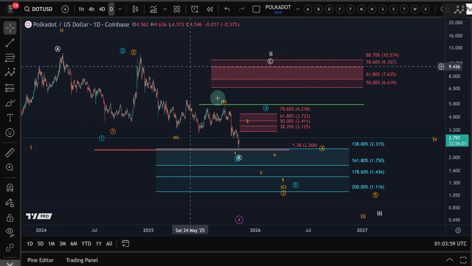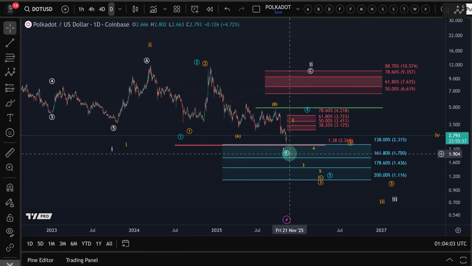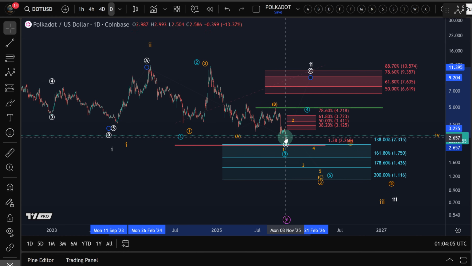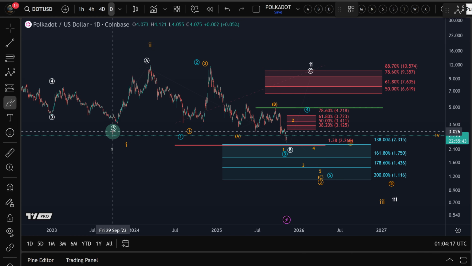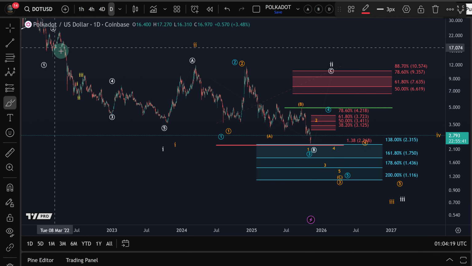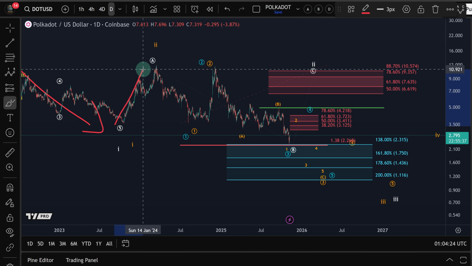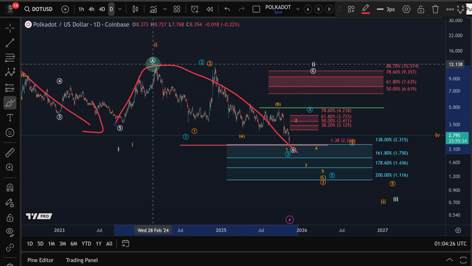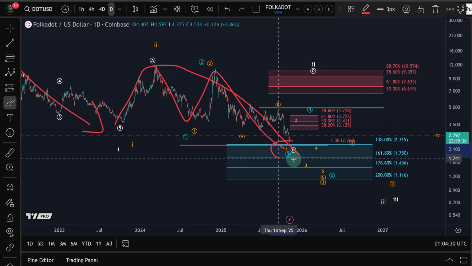From a B wave point of view, everybody hates B waves, but in the white scenario, this is the level where we have to watch for reaction in an overshooting B wave to the downside, because if this indeed was 5 waves down, we talked about it, right, and then A wave up, overshooting B wave to the downside in 3 waves. It's an ABC structure in white wave B.